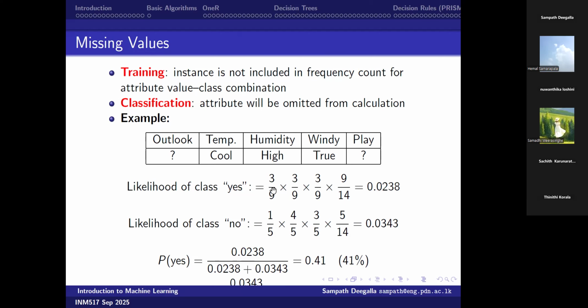So therefore, the very first value represents the temperature cold. We ignore outlook. For yes it is 3 out of 9, no is 1 out of 5, humidity is 3 out of 9, 4 out of 5, windy, we have 3 out of 9 and 3 out of 5. Finally, play, it's 9 out of 14 and 5 out of 14. So we'll get the likelihood values. Normalize it, you will get about 41%, and the remaining will be 59. So that's how you calculate the probabilities if you have missing values.